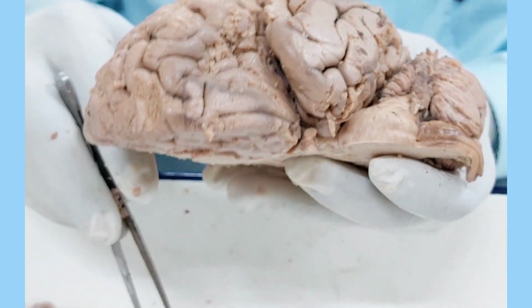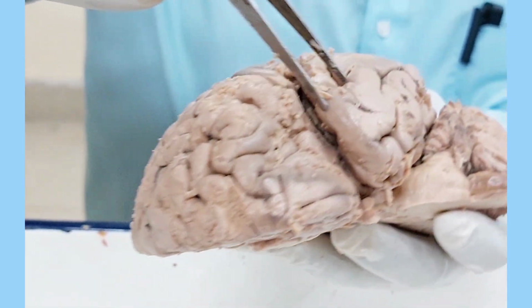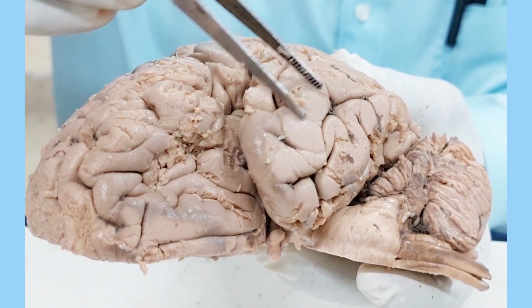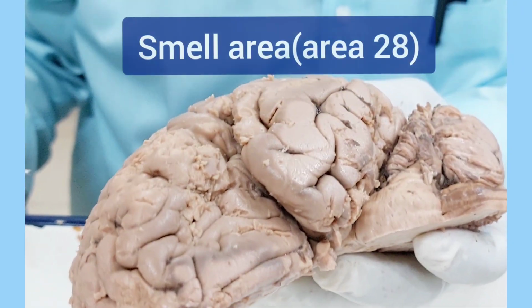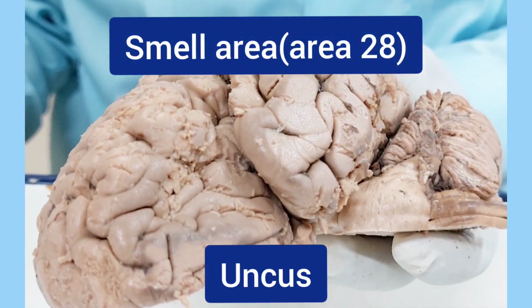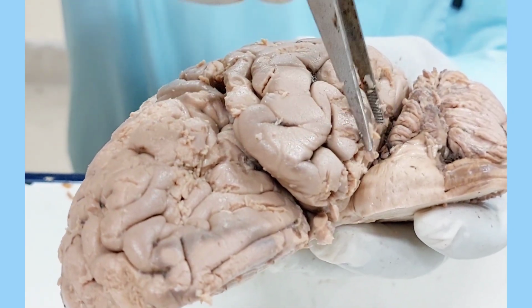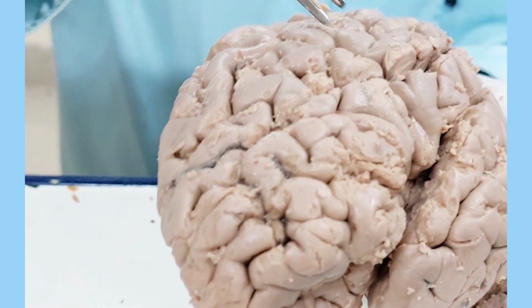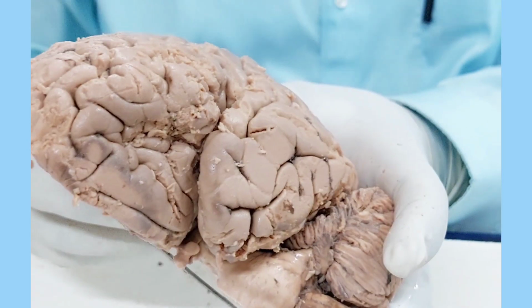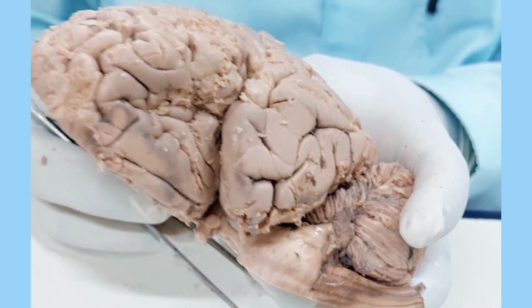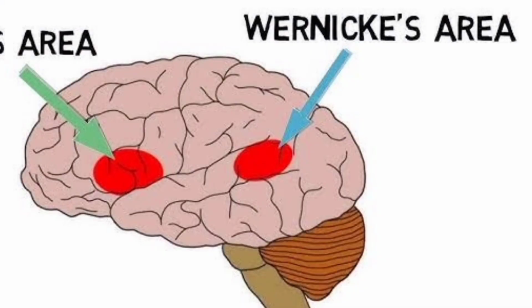And another area is the smell area. This is the uncus, the anterior end of the parahippocampal gyrus. The uncus is area 28. This uncus area is the area for smell. Here, the lower part of the postcentral gyrus is the area for taste, 43. Regarding Wernicke's area, you may be asked: it is the posterior aspect of the superior temporal gyrus and the basal aspect of the supramarginal gyrus, which are responsible for the comprehension of the language.